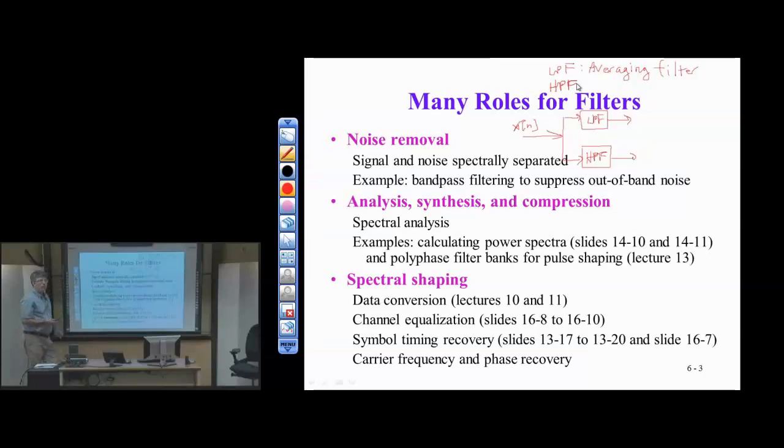I could also apply a different gain here to boost one band over the other. So if it were audio, I might want to boost the low frequencies if I want to hear more bass, or I might want to boost the high frequencies if I want to hear more treble.